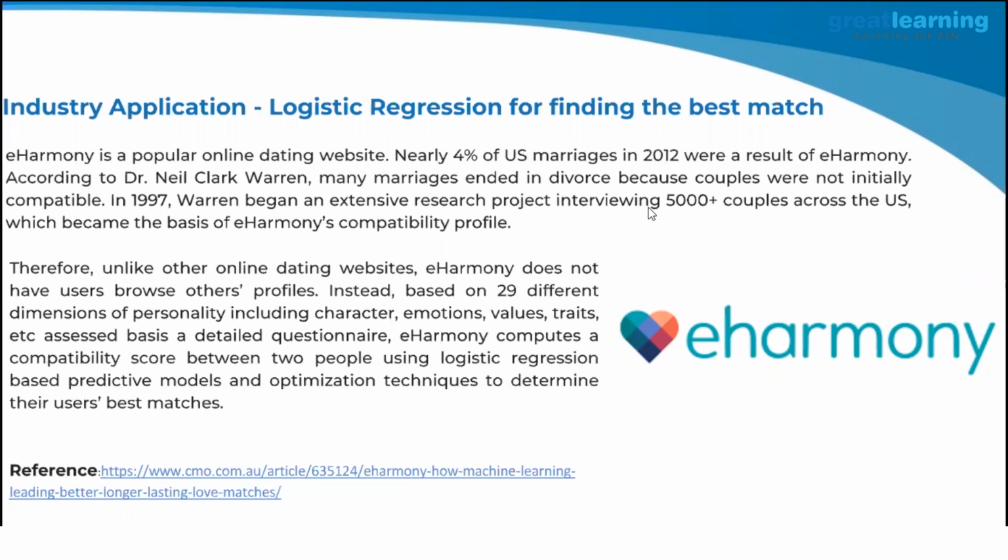Best matches. So this dating website, eHarmony, has taken various parameters, the personality traits, character, emotions, values. They have taken so many variables, and they are trying to build a best match for each and every individual using logistic regression. Now they have become even more advanced. If you go to the reference link, they're using far more advanced techniques. This was the initial thing they used in logistic regression.